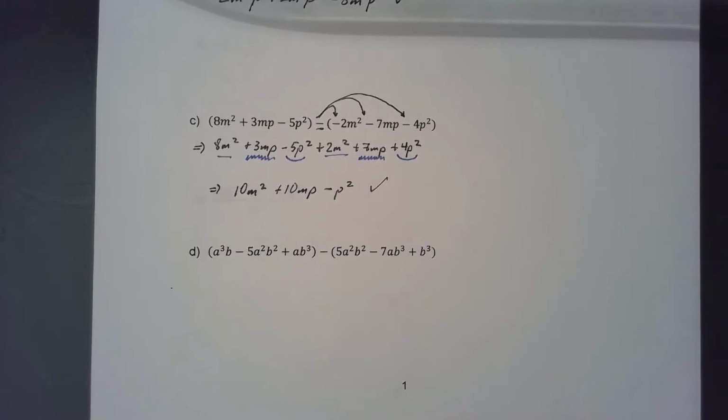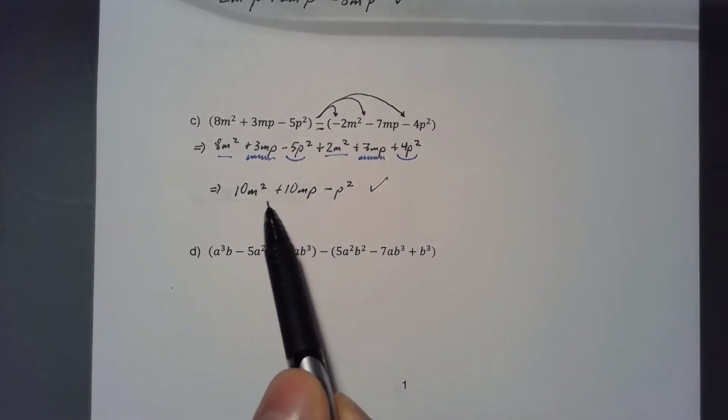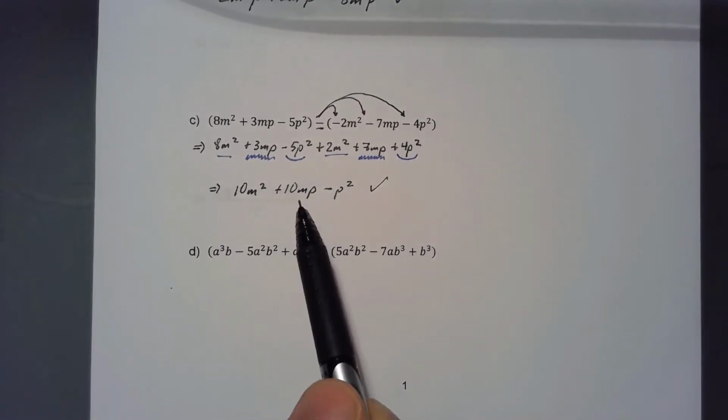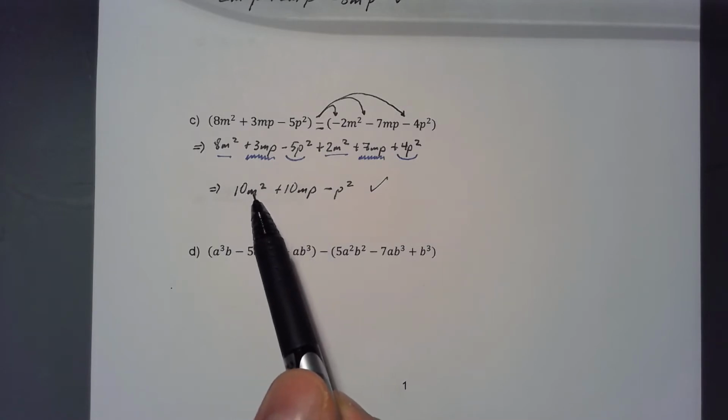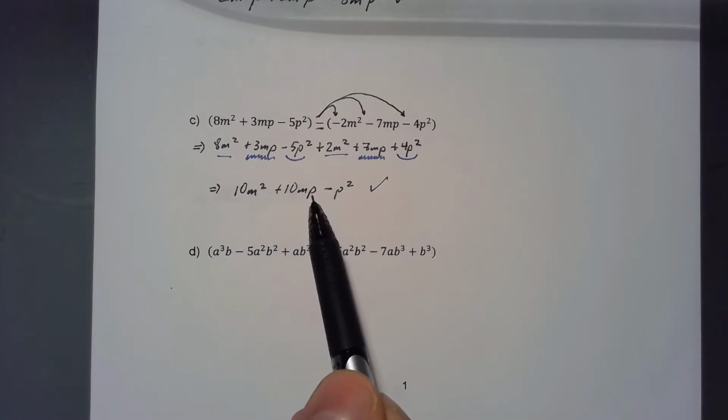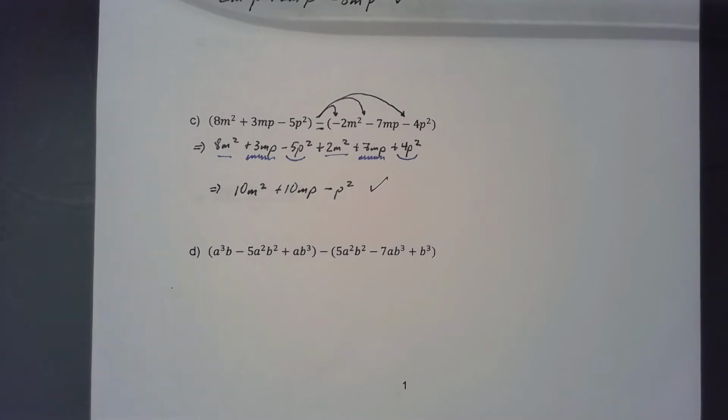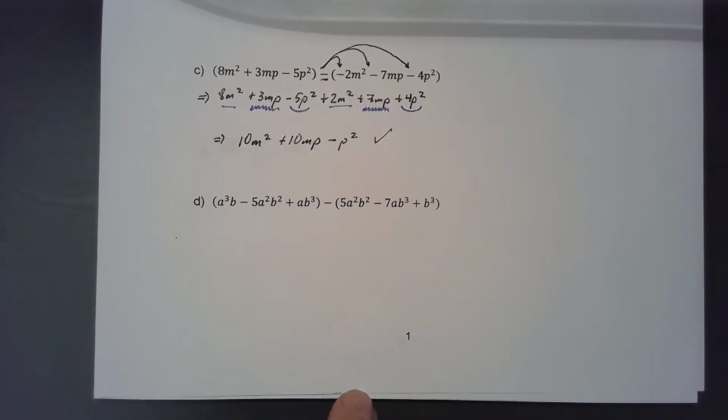It's worth noting that this is a quadratic in two variables. It's a quadratic in terms of m, and p is the coefficient, along with the 10. Okay.